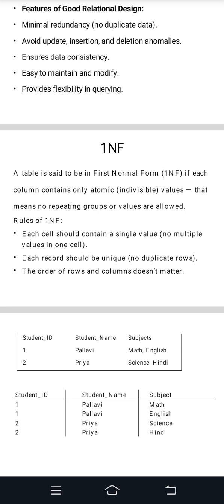Rules of 1NF: each cell should contain a single value, that is no multiple values in one cell. Second one is each record should be unique, that is no duplicate rows. Third one is the order of rows and columns does not matter.